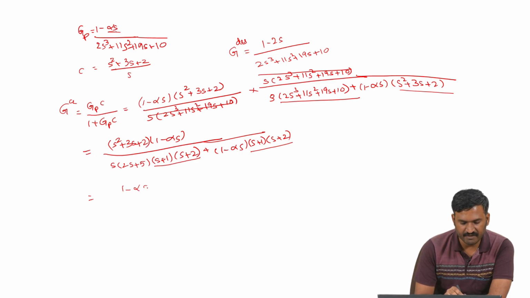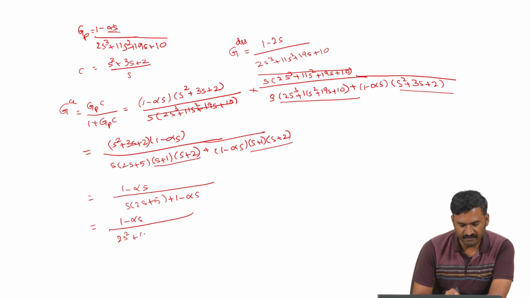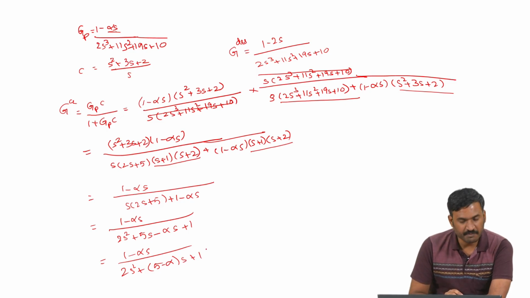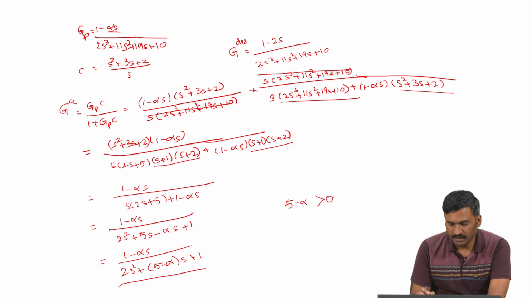So, we will have (1 - alpha s) divided by s(2s + 5) plus (1 - alpha s). So, we have (1 - alpha s) divided by (2s^2 + 5s - alpha s + 1), that is, (1 - alpha s) divided by (2s^2 + (5 - alpha)s + 1). Now, if we perform the Routh-Array test for this denominator polynomial, we have 5 minus alpha being positive. Now, if this is the criterion, alpha has to be less than 5.